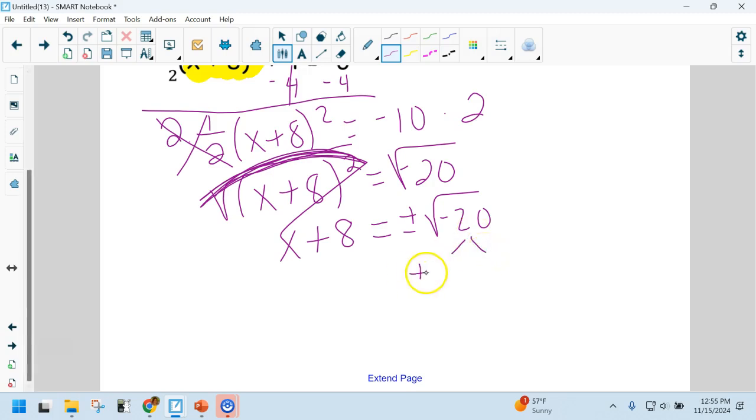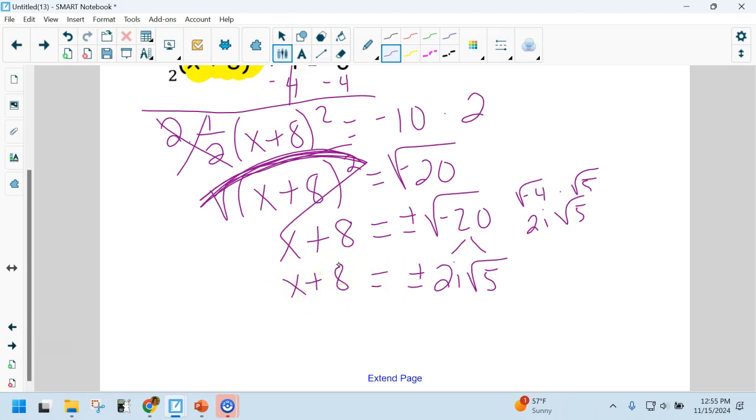It really doesn't matter which one you do first. So I'm going to think that -20 is really -4 times 5. And I know the square root of -4 is 2i, but I don't know the square root of 5. So I have plus or minus 2i√5 equals the x plus 8.